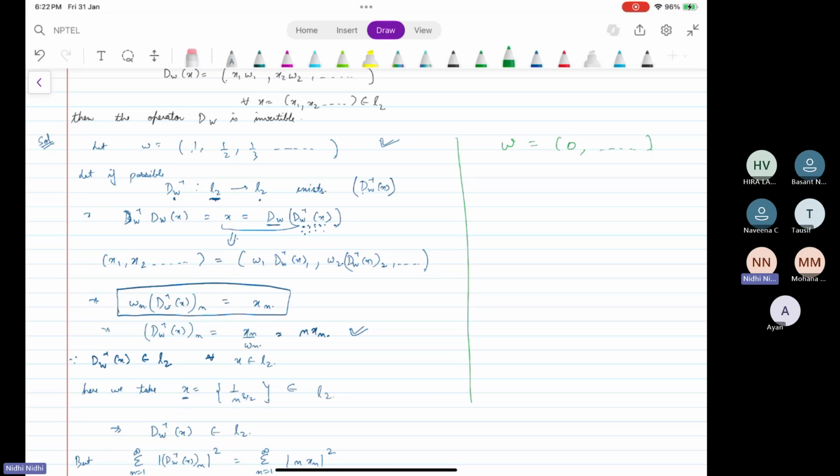So you are saying that corresponding to this dW, if we had dW inverse from L2 to L2, then for some element here you are getting more than one pre-image. That's fine, even for a constant function. If we have a constant function f from R to R, suppose f is constant 1, then f inverse of 1 is the whole of R. We can have more than one pre-image.